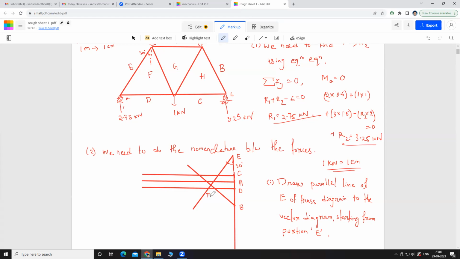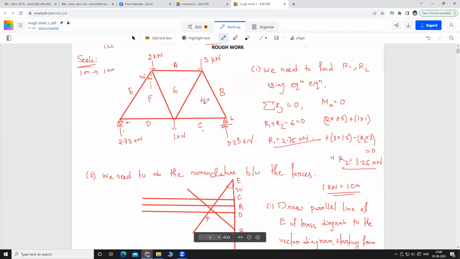Similarly, for H, what you can do, B and C. You can also take A and B, but between A and B there is another line that we don't know, right? But between B and C, there is nothing. So between B and C, that will be our H. B is this one, H is this one. So this point, that is our H. Fine. So F and H done.